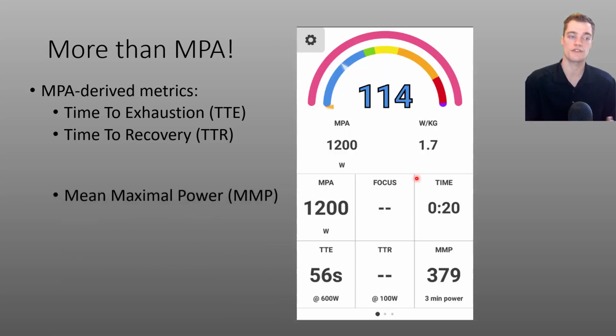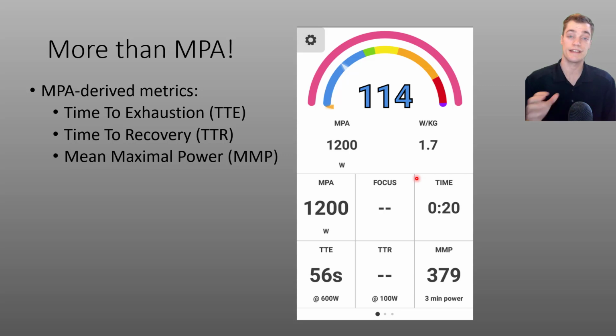Now, there's one more metric that I'd like to discuss. It's not available in the Garmin ConnectIQ data field, but it is available in the Android EBC app. And it is mean maximal power, which we abbreviate as MMP. You'll see it in this data cell here.